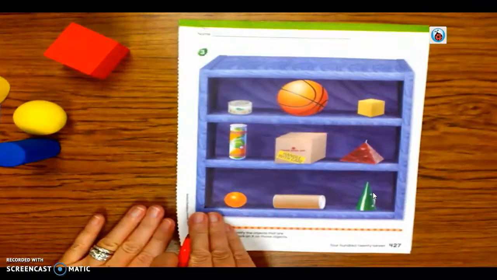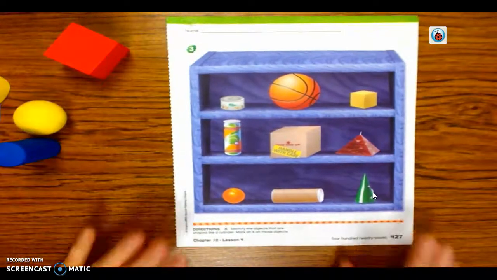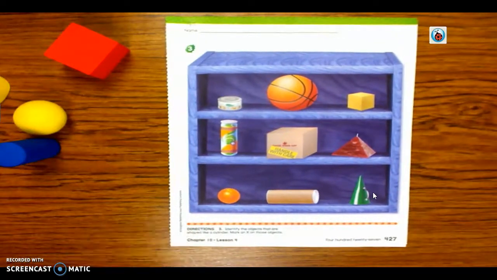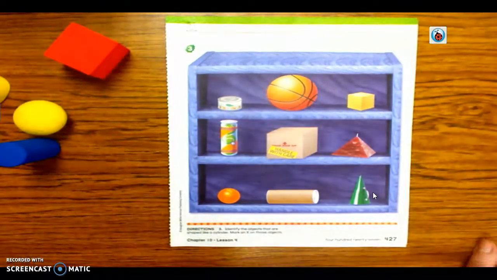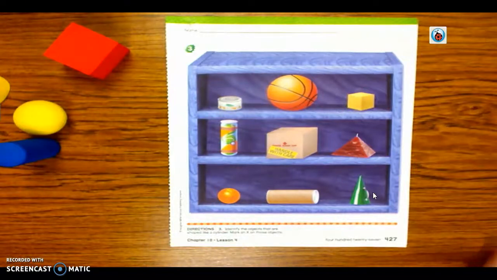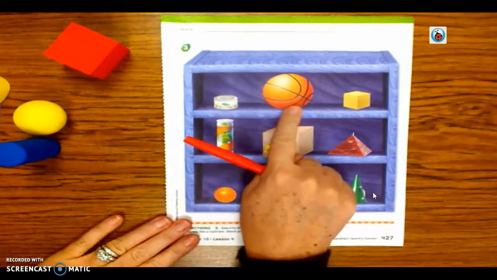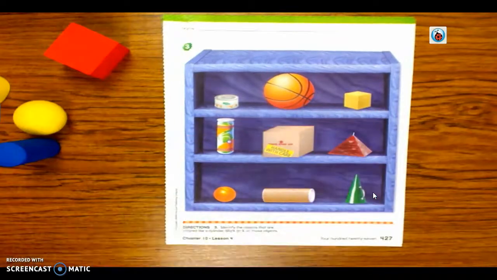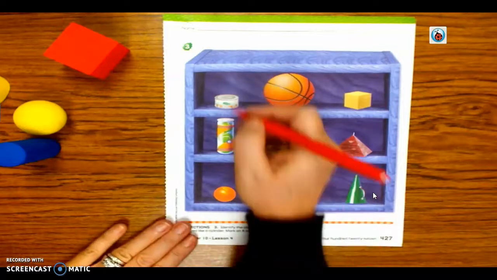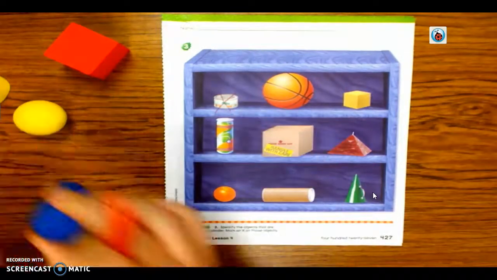All right, turn your paper over and we've got that toy shelf just like we have every other day this week. We're going to look at the objects on each shelf. We're going to put an X on the ones that are shaped like a cylinder. Let's start on the top shelf. We have a can of tuna, a basketball, and a cube. Which one is shaped like a cylinder? The tuna.